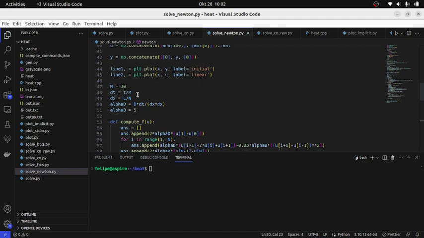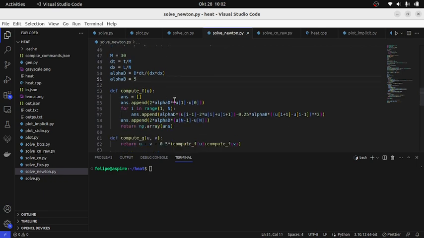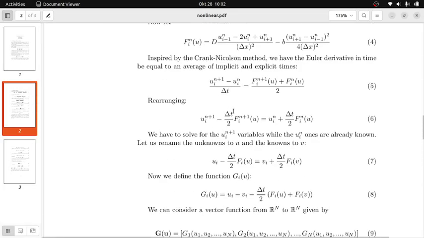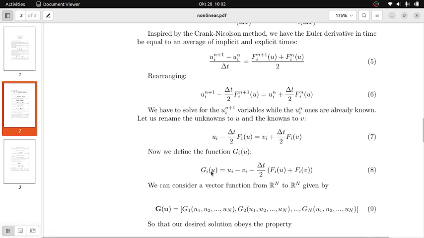We divide the time step 30 times, and then we have n, which is 100, up there somewhere, and then we have dx, and then alpha d, and then we set alpha b directly here, set to 5. But how does this code work? First we have to compute f, because if you go back to our notes, to compute g, we need to compute f for u and f for v, right? And this is exactly what that compute f function does.